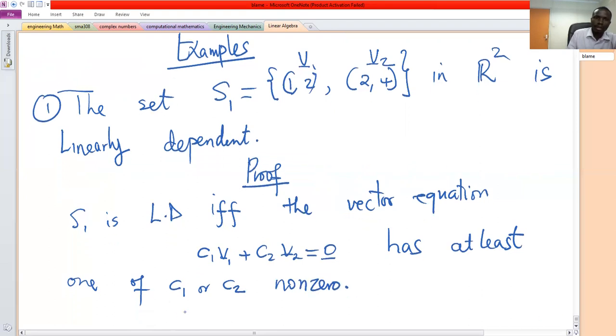So let's have C1 times V1, which is (1, 2), plus C2 times V2, which is (2, 4), equals the zero vector in R2, which is the same as (0, 0).